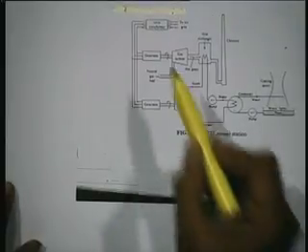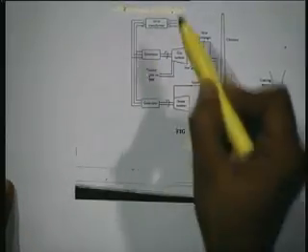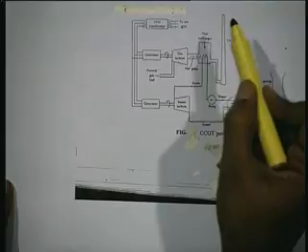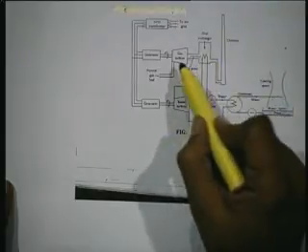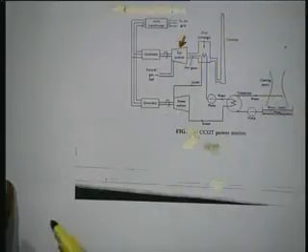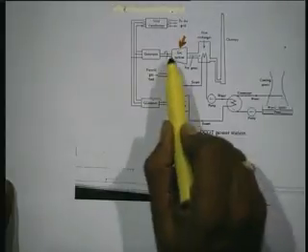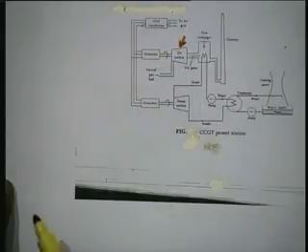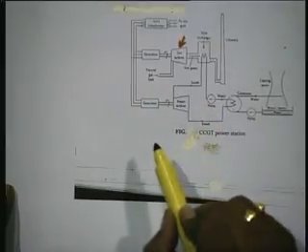I hope you will be able to see this figure, otherwise you have to see it in a book. This portion is the gas turbine. This is the generator attached to the gas turbine. This is the heat exchanger.